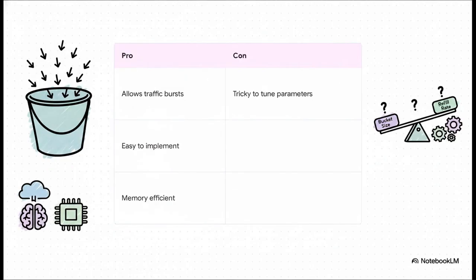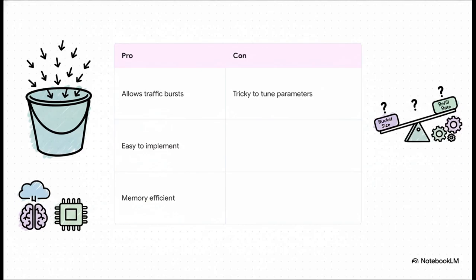So, the huge advantage here is that it can handle these sudden bursts of traffic, which, let's be honest, is how the real world works. It's also pretty efficient on memory. The downside? It can be a little tricky to tune. You have to decide on the bucket size, like how big of a burst do you want to allow, and the refill rate.